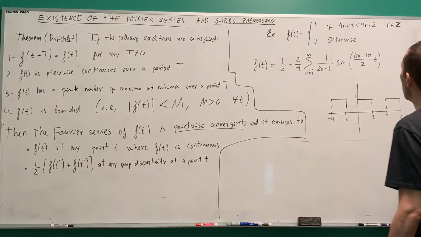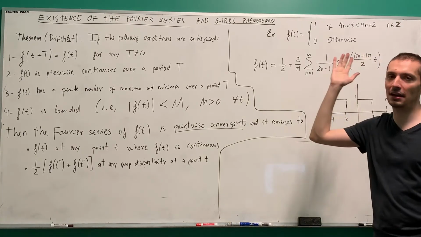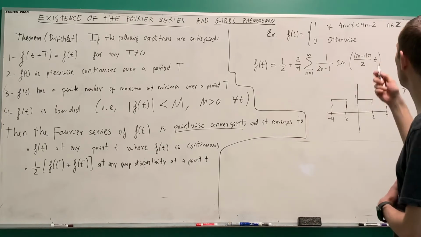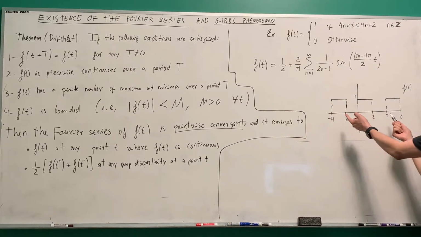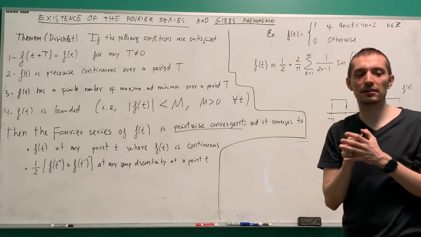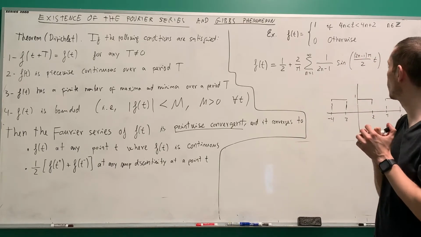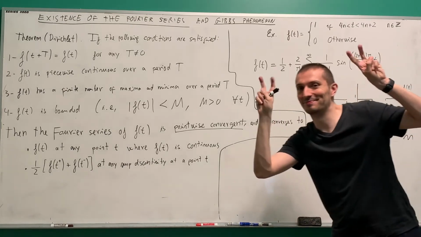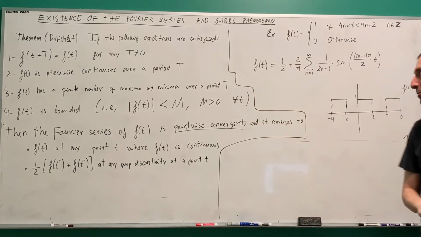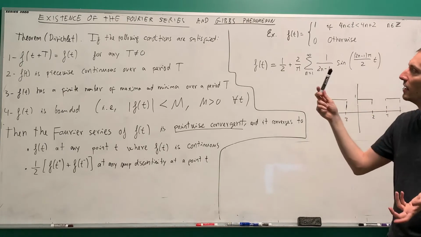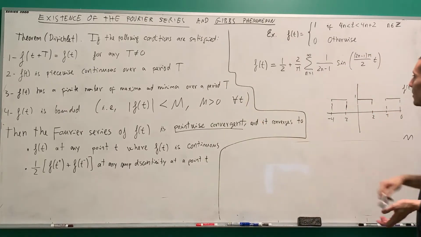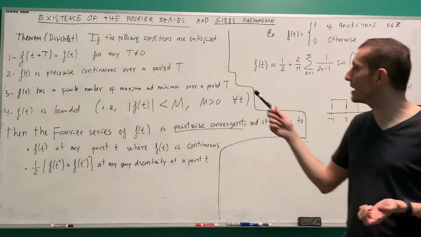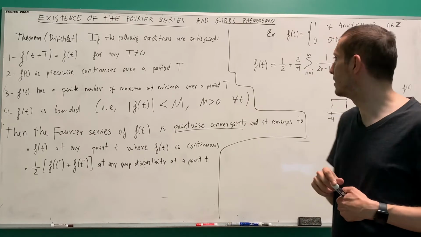So we have here an example that we've done in class. We computed the Fourier series for this periodic function. This periodic function is the one that I put here. It's the second example that we did in class, if you remember. You know what I mean. So this function is periodic and is certainly piecewise continuous. It certainly has a finite number of maxima and minima.